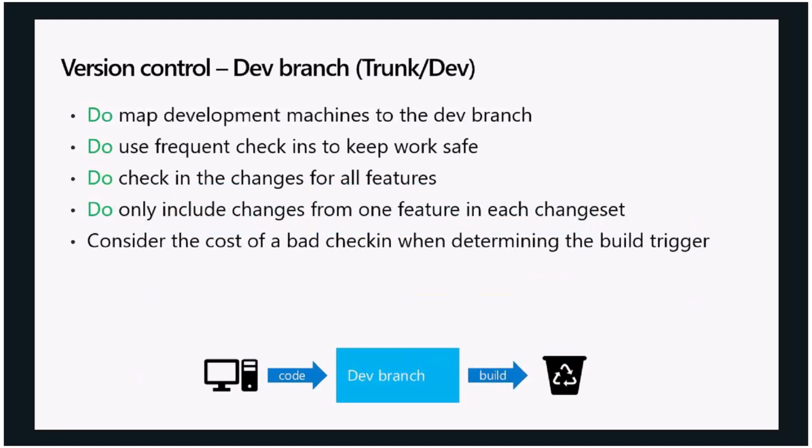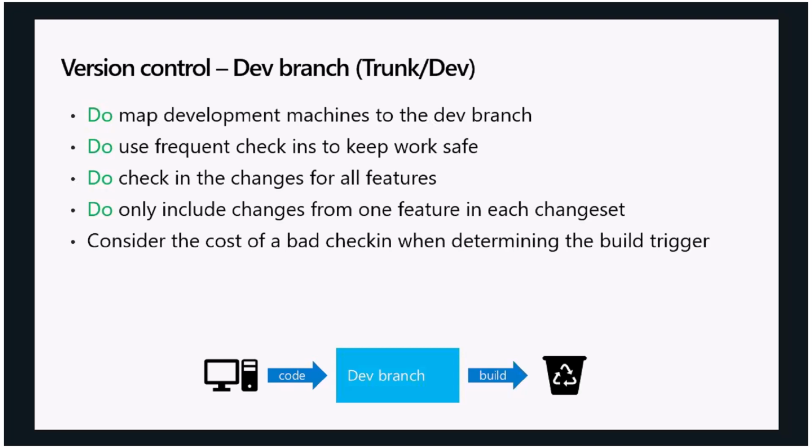Just a little bit more about the dev branch. Do map your development machines to the dev branch. Do use frequent check-ins to keep work safe, and that's the good thing about it. That's why you separate it, because if something is half done, you don't want to check it into the test branch because you don't want it to be tested in the production data, but you are free to check stuff into the dev branch as frequently as you want, and that will keep it safe because it's a natural backup of that code.